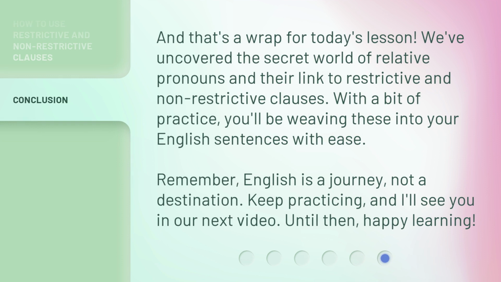And that's a wrap for today's lesson. We've uncovered the secret world of relative pronouns and their link to restrictive and non-restrictive clauses. With a bit of practice, you'll be weaving these into your English sentences with ease.